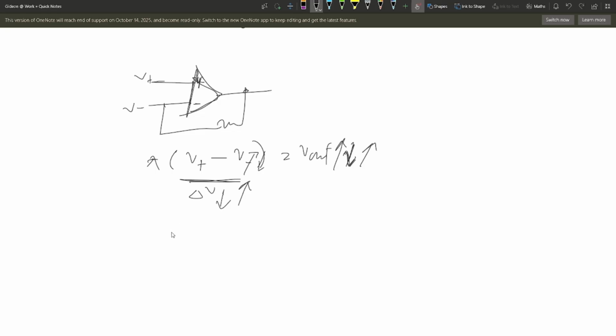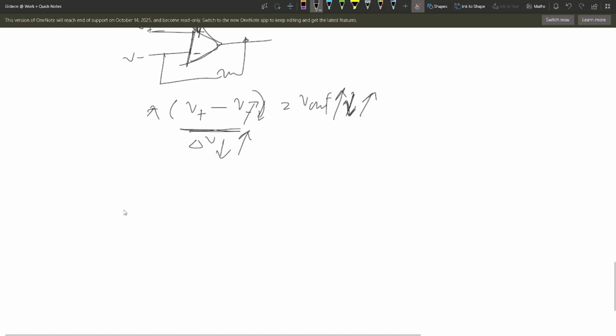All right. So now let's look at a configuration that we normally use in amplifiers. In amplifiers, we can either connect the op-amp as an inverting amplifier or a non-inverting amplifier. So first, let's talk about the non-inverting amplifier. In a non-inverting amplifier, we have something like this, right?